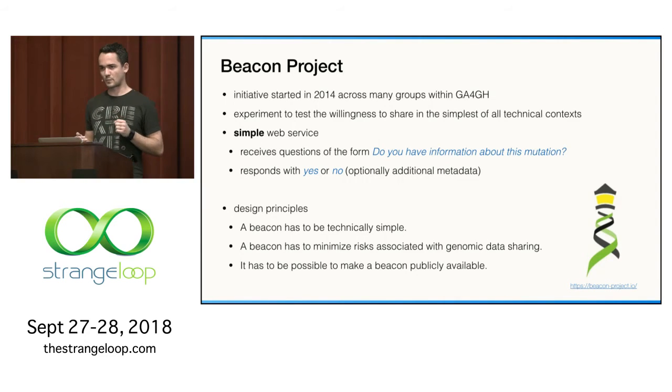A Beacon also had to minimize risks associated with genetic data sharing. So the idea was to expose so little information, that one bit, that nobody would think that it violates anyone's privacy. And this actually turned out not to be the case. It turned out that that one bit is actually still too much for certain things, but that's a conversation for another time. And it also had to be possible to make beacons publicly available. Public is obviously the most open form of data sharing, which is very good, but it also means that you don't need to deal with things like authentication or authorization, which makes it even easier to implement.